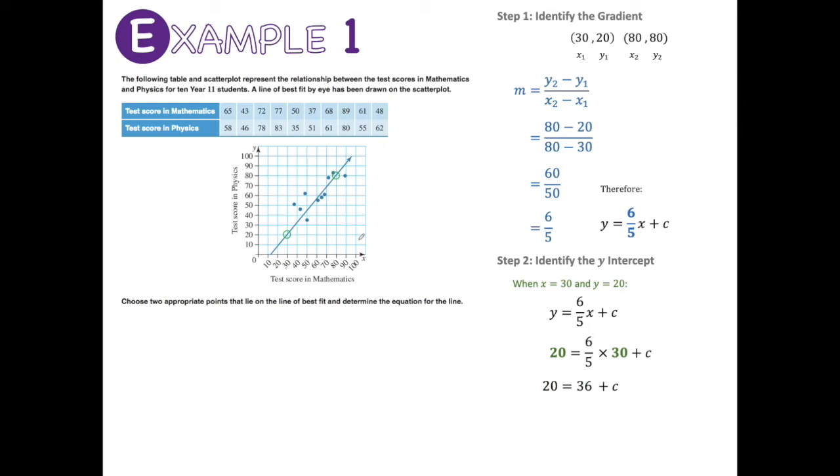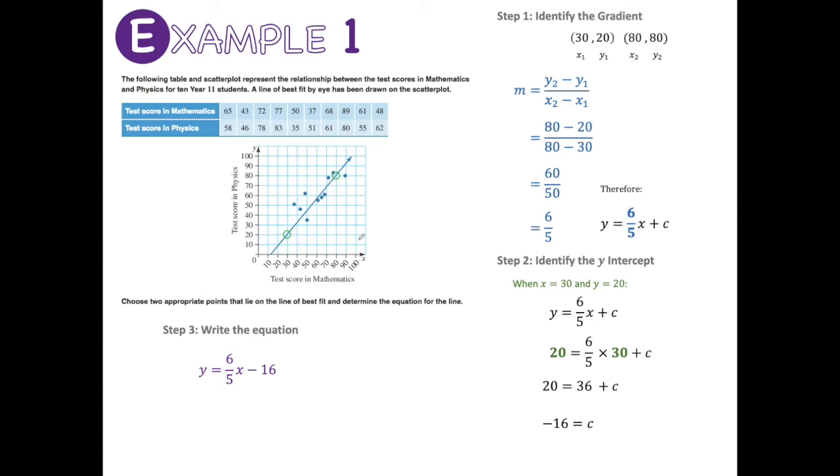So 20 equals 36 plus c. Subtracting 36 from both sides, c is going to equal negative 16. So my y-intercept is going to be negative 16. Finally, now that I've got my gradient from step 1 and my y-intercept from step 2, I can go ahead and write the equation. The equation for my line of best fit is going to be y equals 6/5x minus 16.